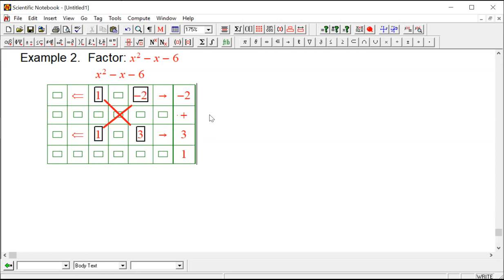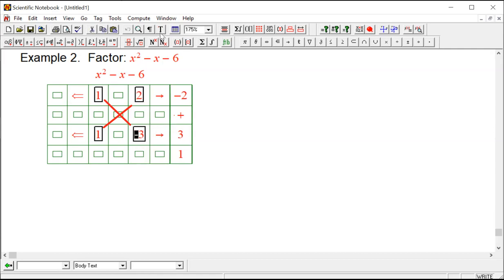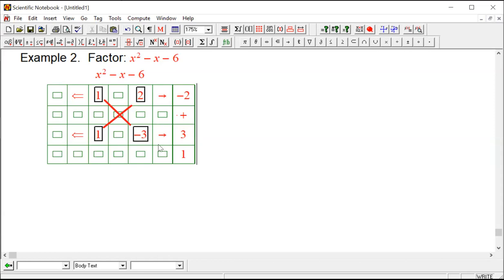Factoring in these methods, or most of the methods in different formats, is just by trial and error. So now I'm going to try again. This time I'm going to use 2, -3. If I use 2, -3, this time 1 times 2 is a +2. 1 times -3 is a -3, and 2 plus -3 is -1. So we made the perfect match.